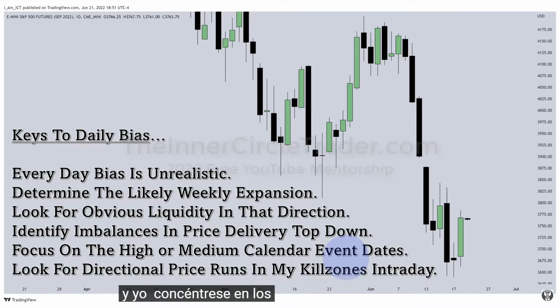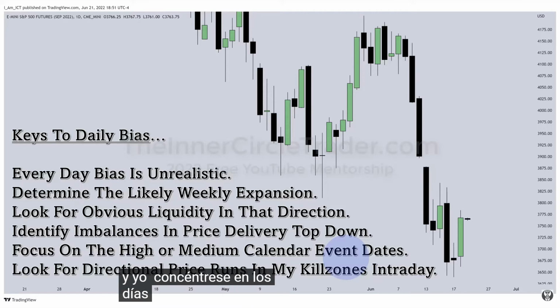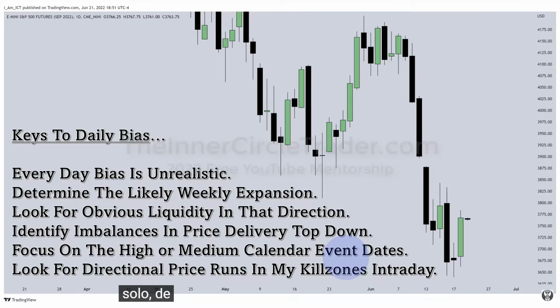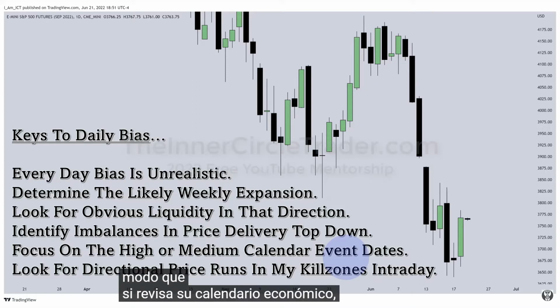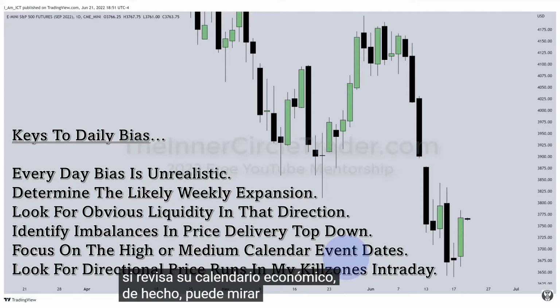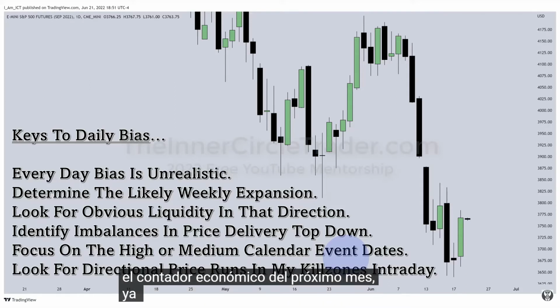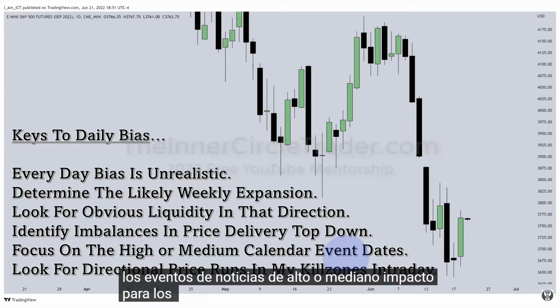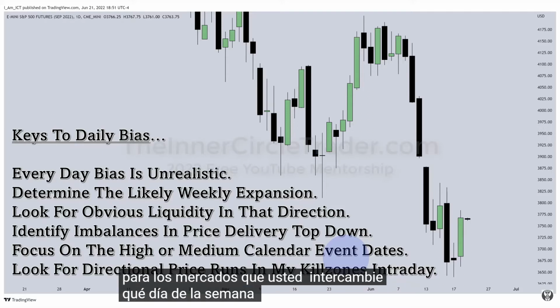And I focus on days that have high or medium impact calendar events only. So if you go through your economic calendar, in fact, you can look at next month's economic calendar. They're already there. Where are the high impact or medium impact news events for the markets that you trade? What day of the week and what time?